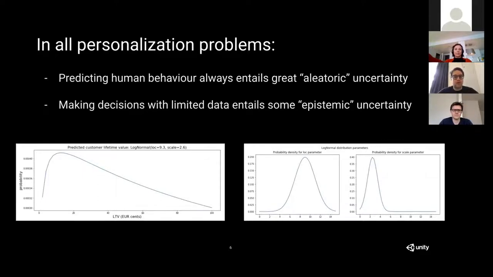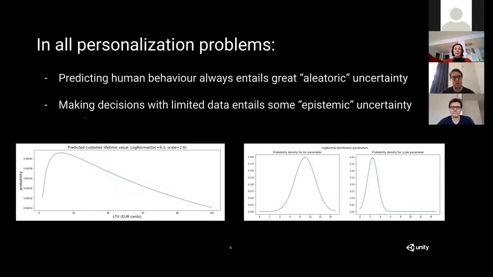All right. What's common to all these personalization problems is that whenever you're predicting human behavior, there's always a great amount of aleatoric uncertainty. That's depicted here on the left side. Here we have a distribution. We can never know for certain, let's say, what the lifetime value of a player will be. The best we can do is provide some kind of probability distribution that describes the expected LTV.